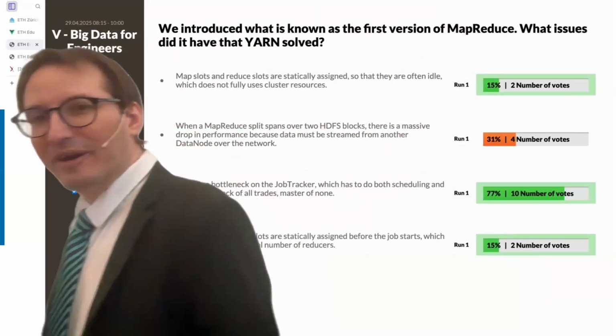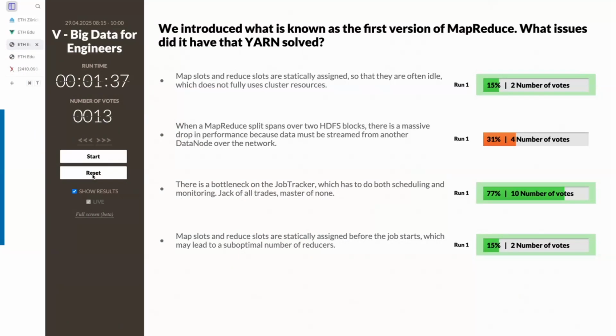So the majority identify the main reason indeed. The most important one is that the job tracker does everything. It schedules things, it monitors things. That's too much for a single process. That is the main reason.